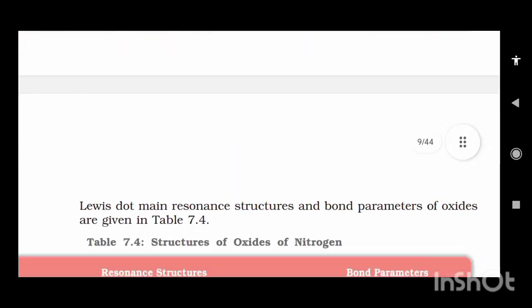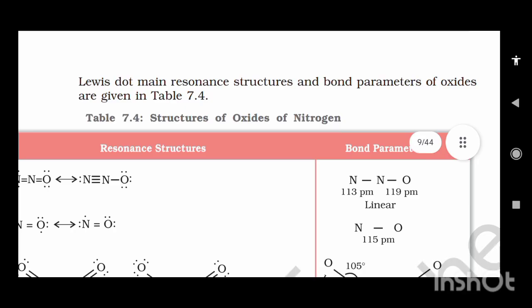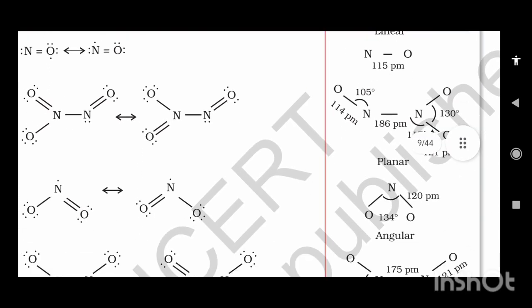Next is Lewis dot. Main resonance structure and bond parameters of the oxides are given in these tables.